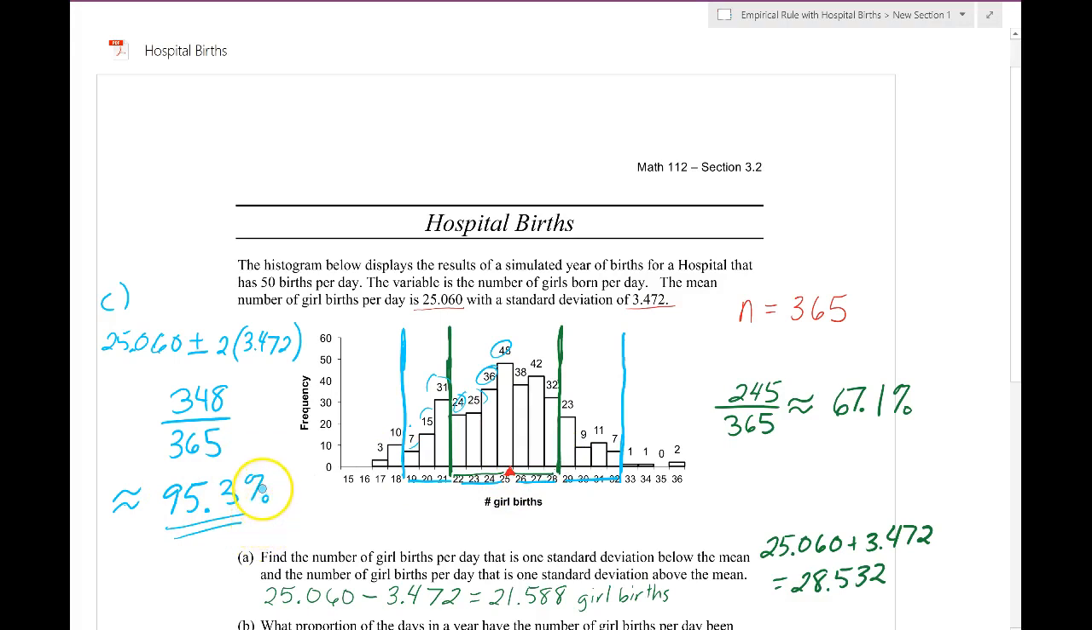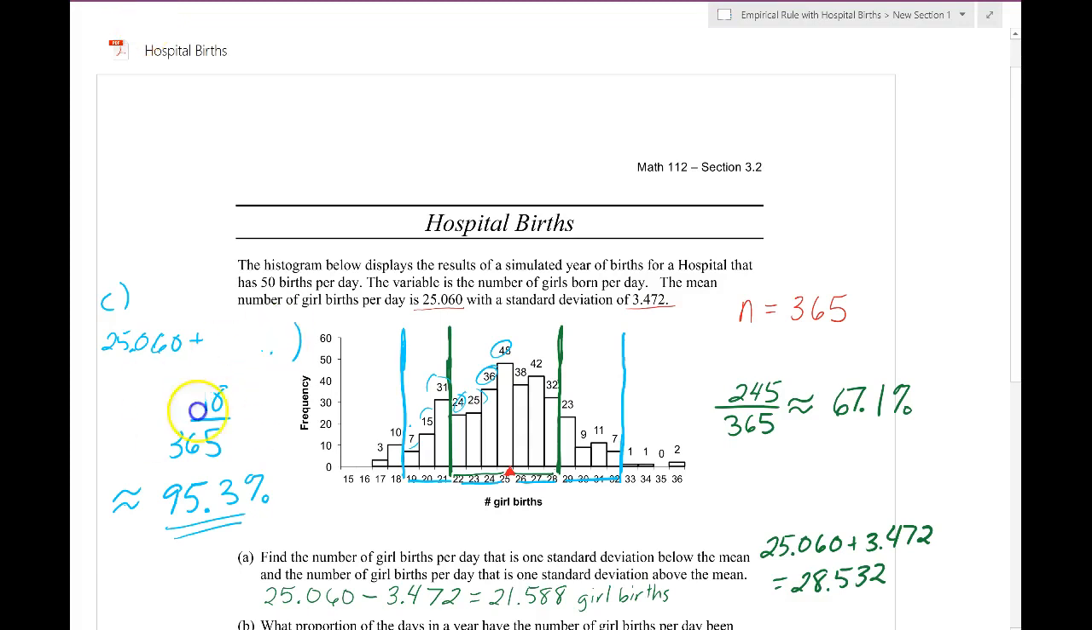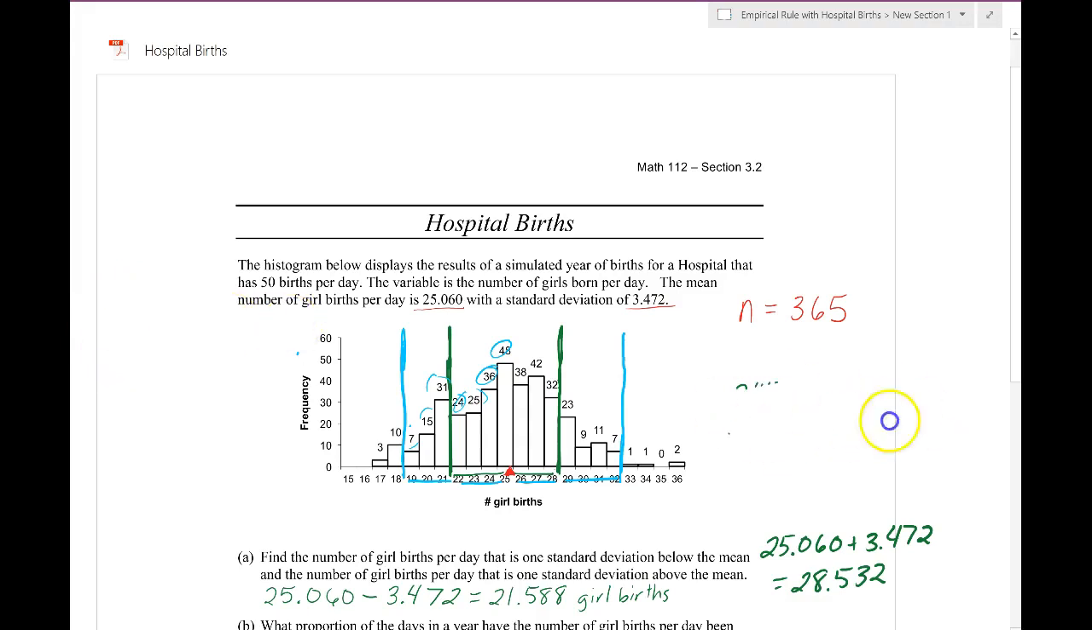Cool? So we've done 1 deviation away, 2 deviations away, and finally, I'm going to clean up the board a little bit, and then we'll get to 3 deviations away. So we'll do the same thing. In fact, while I'm erasing, you should be finding your boundaries for 3. I'm sure you can do it.